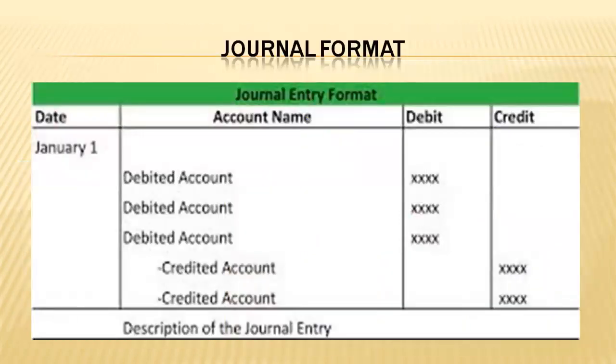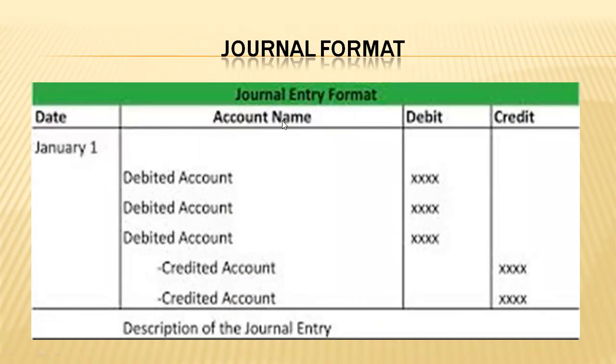For the format, this is how a journal format looks. You'll notice the first thing you have there is the date. That is the date of the transaction. This transaction is on January 1st. The year will be stated also, whether it is 2020, 2021, 2022, that should be stated. The next thing is the account name.